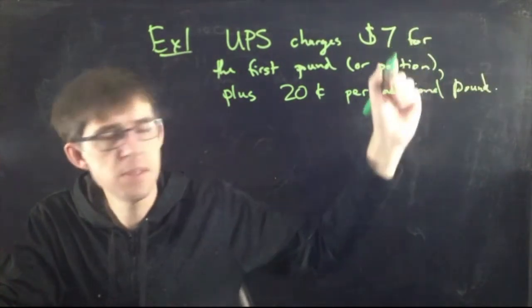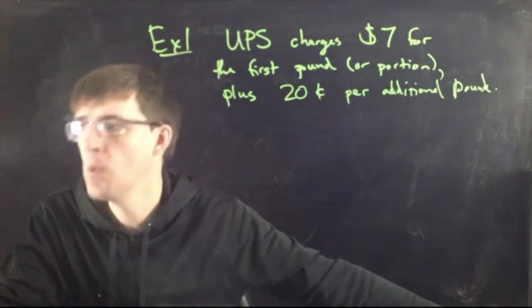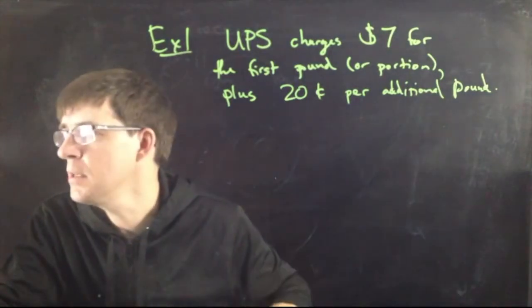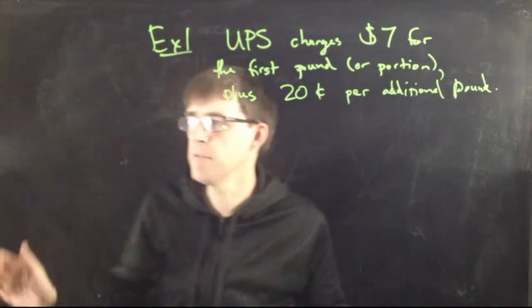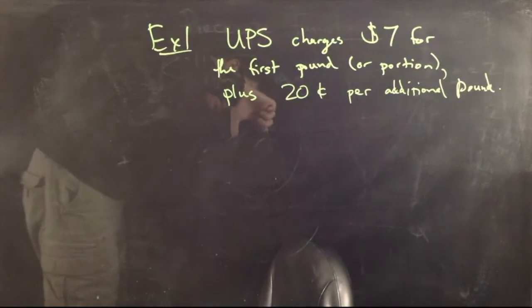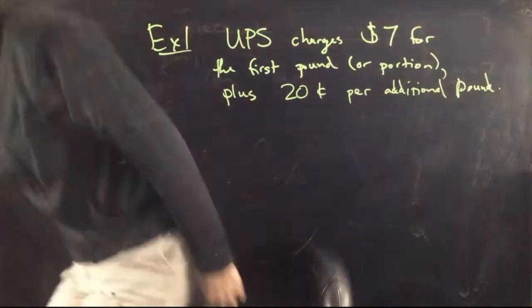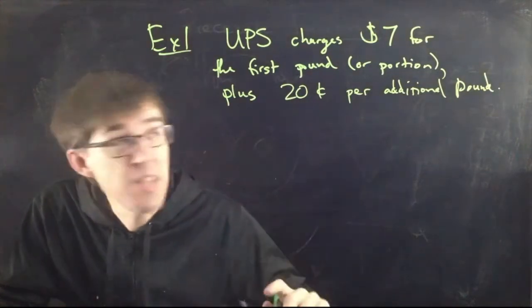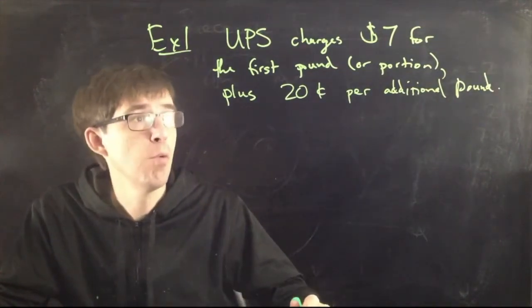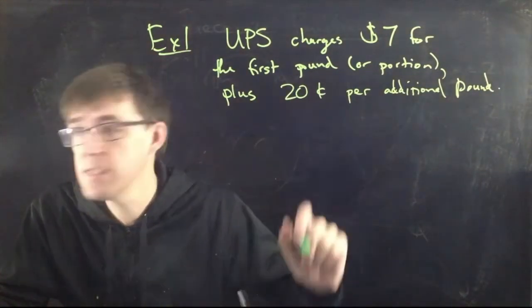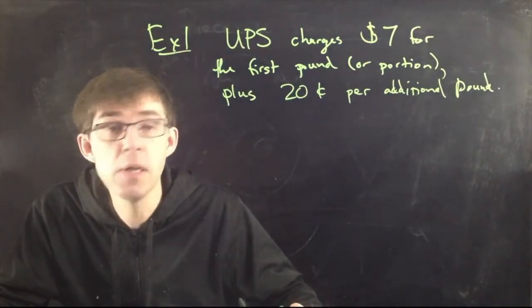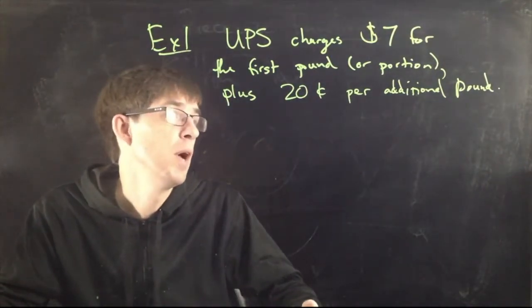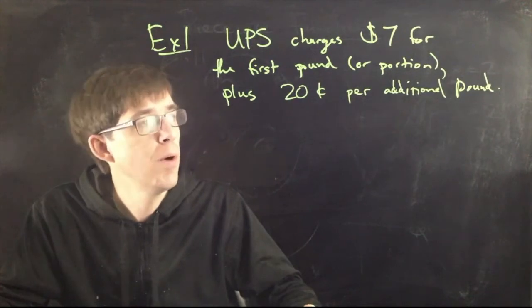All right, this is how the rates work. UPS charges $7 for the first pound or portion of the first pound, plus 20 cents per additional pound. This is the really real, this is the truth as of today in 2020.